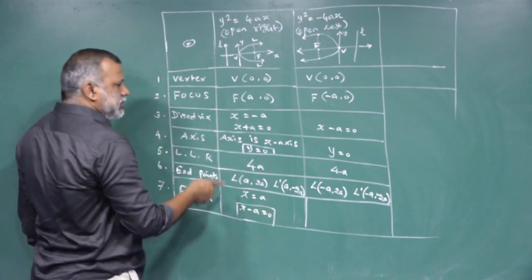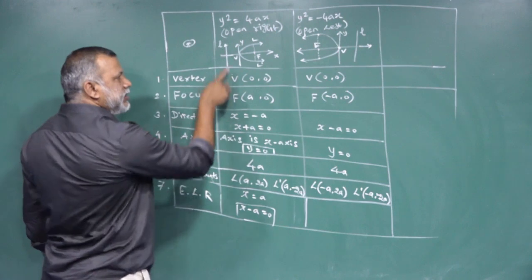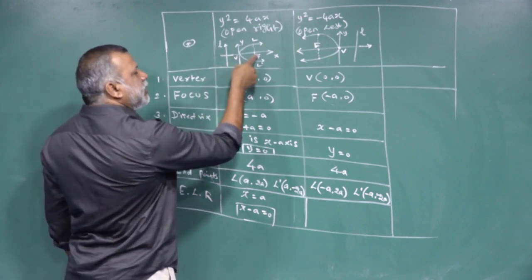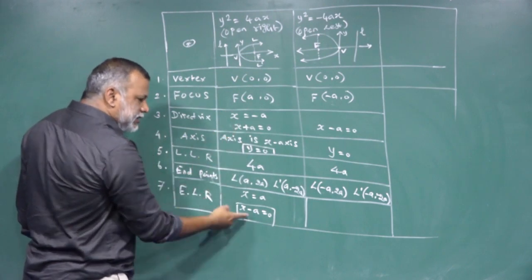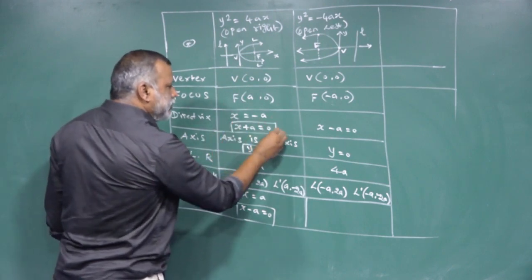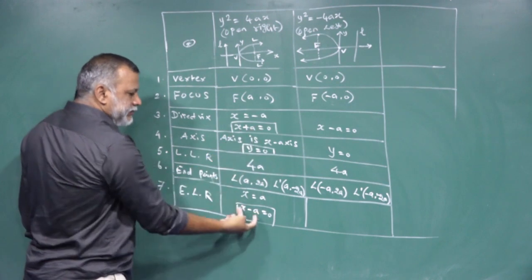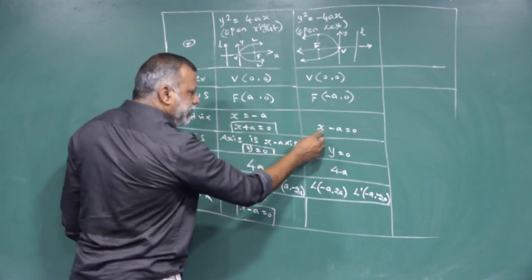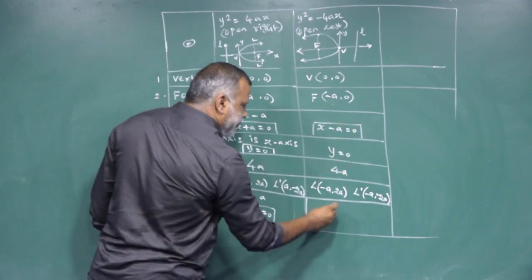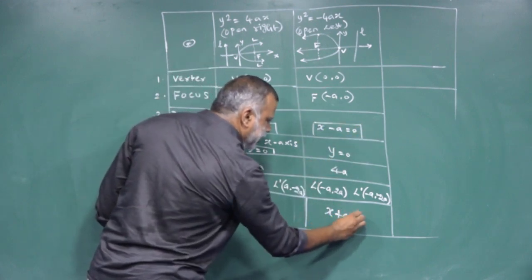We can simply memorize this one. The directrix is x plus a. Here is the directrix, and the latus rectum lies at the equal distance on the opposite side. So here x plus a, and here x minus a. Simple to remember: here x plus a is the directrix, and here the equation of the latus rectum is x minus a. In the same way, here x minus a, therefore here we can say x plus a.